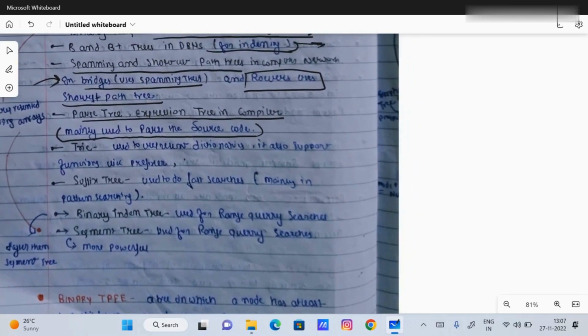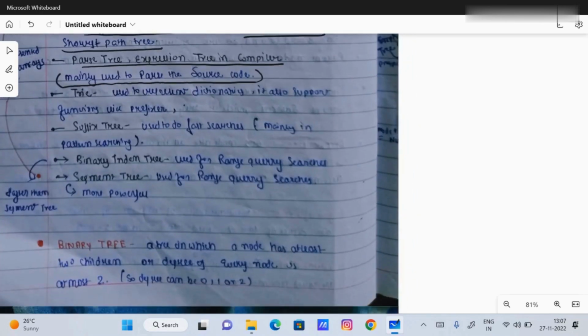So the tree data structure is used there also. Thereafter, trie. What is a trie? This is a very important thing in data structures. It is used to represent dictionaries. It also supports functions like prefix search.